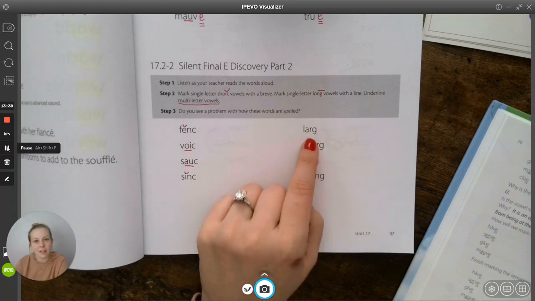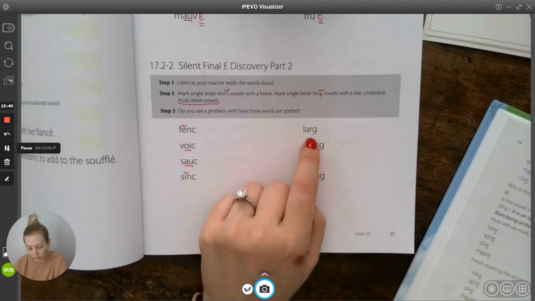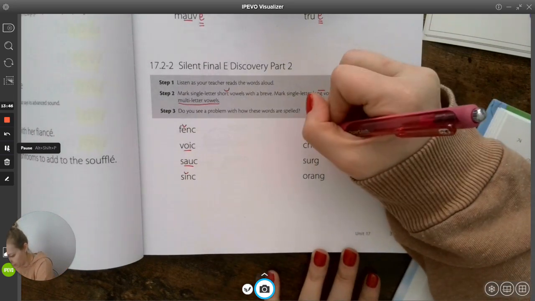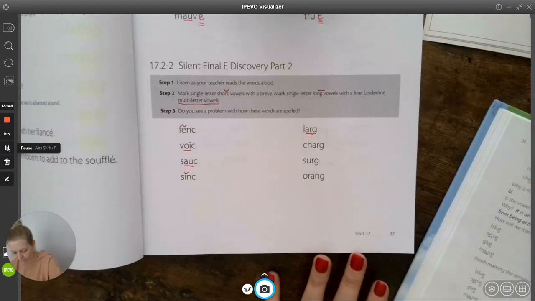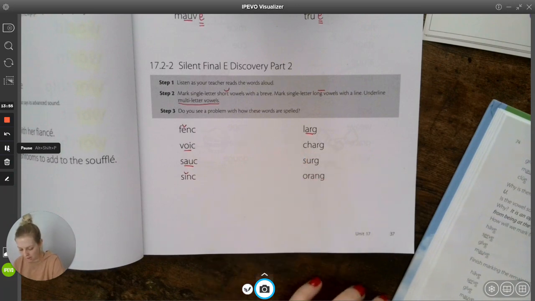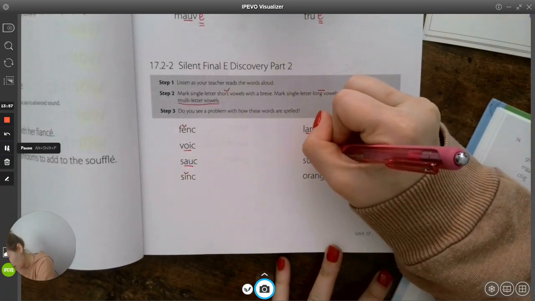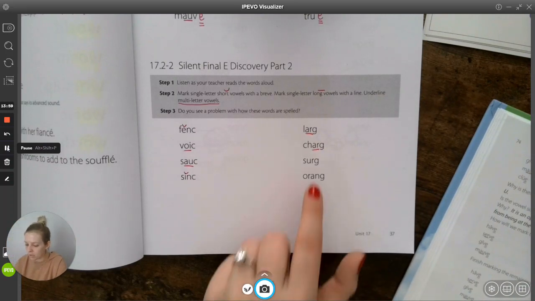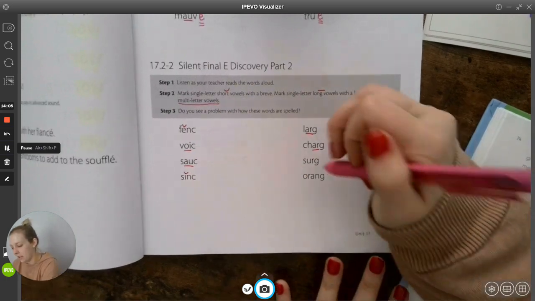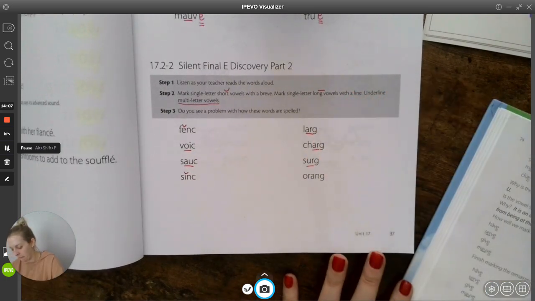All right, over here we have large. Multi-letter. Charge. Another multi-letter. Surge. Another multi-letter.